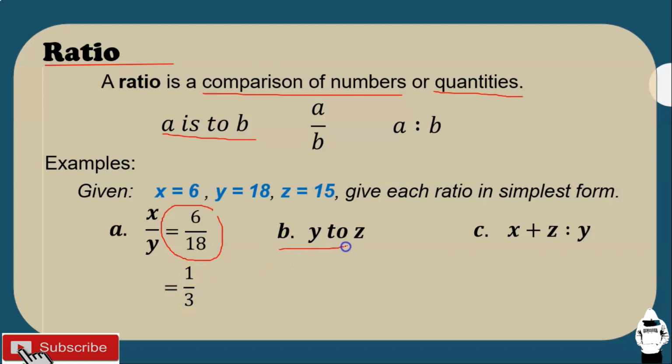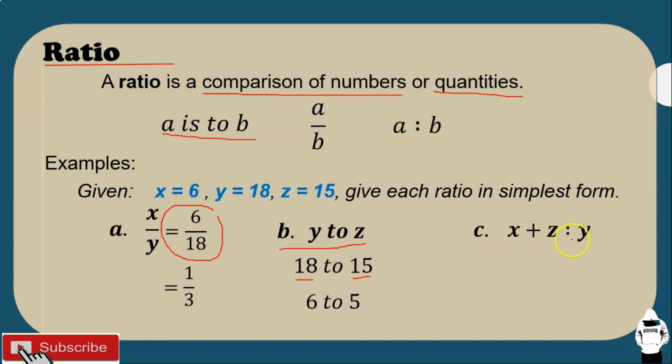Okay, let's have another example. Y to Z. So we all know that y is equal to 18 and z is equal to 15. And we need to simplify this, or we need to get the simplest form, that is 6 to 5. Okay?